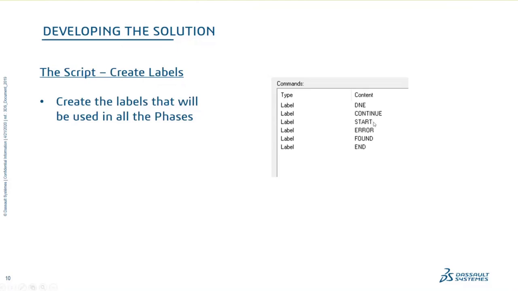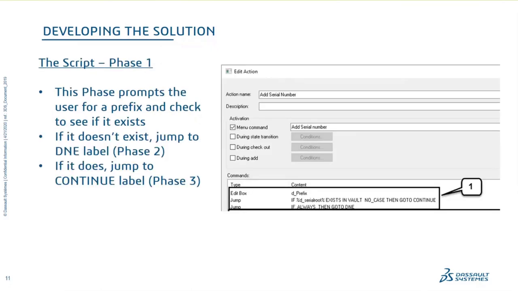Start is, I believe, the beginning of the loop, where it's going to start testing the counters. Error is if we have an error where we exceed the maximum allowable limit for our counter value. Found is once we've found our counter. And then end is the very end of the script. So I usually start by placing those labels in, and then I'll start filling in the rest of the data.